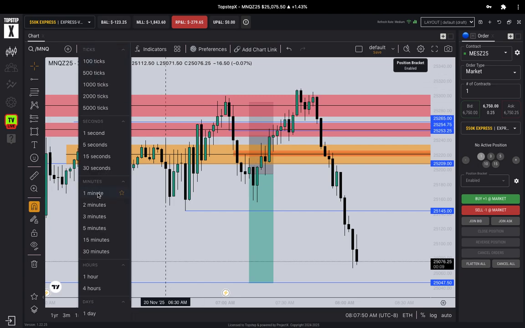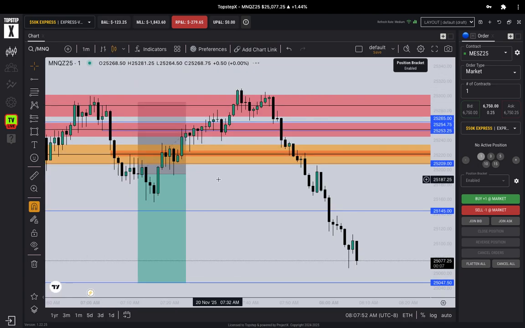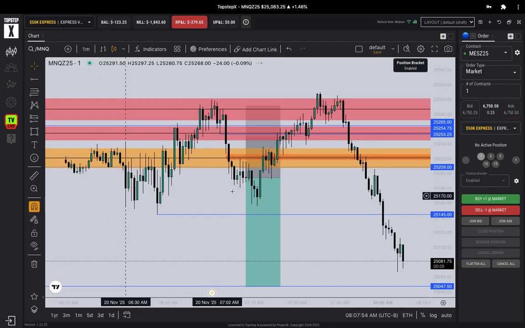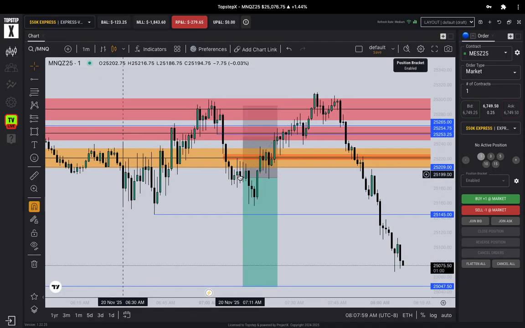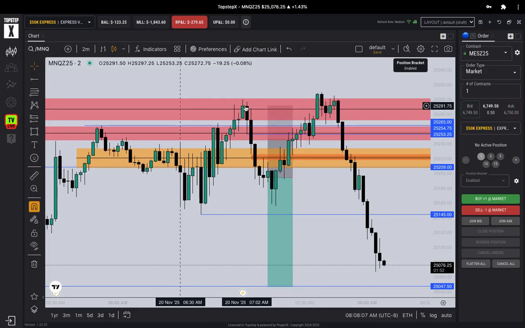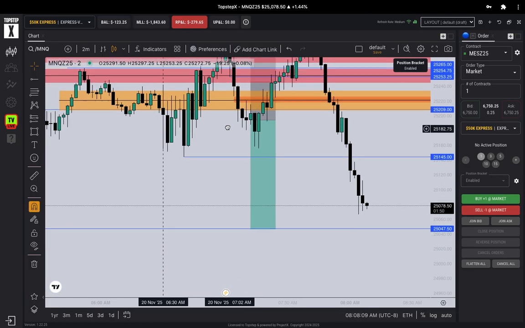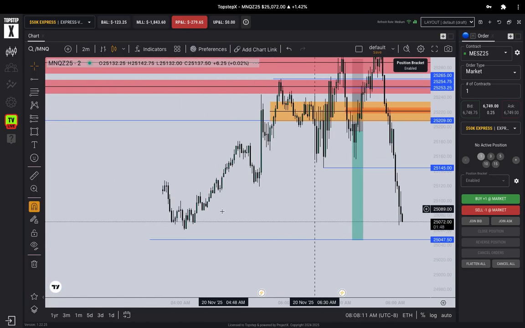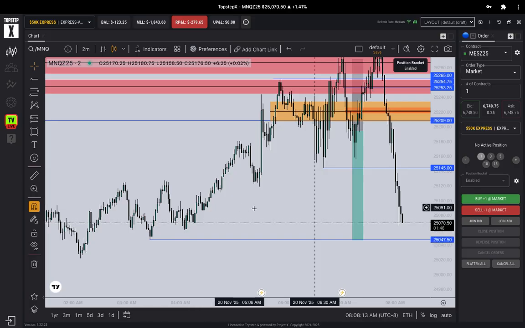I scale to the 1-minute. As you can see on the 1-minute, we touched into this fair value gap and then we started moving down. So I ended up taking the trade right here. I put my stop loss at the bodies of the 2 hourly candle, and my take profit was these equal lows right here.